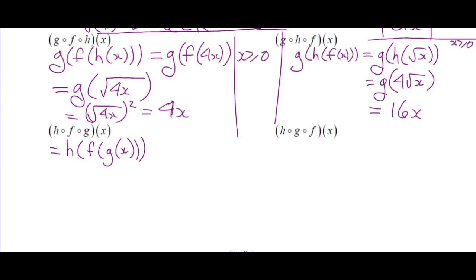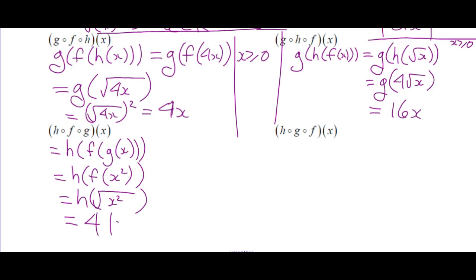Okay, and you think by now I could remember what things do. So we've got h of f of g. What does g do? g squares it, right? Okay, what does f do? That square roots it. What does h do? That multiplies it by 4. Now, we're taking the square root of a square, which we now know is the absolute value of x, right? Because we can have a plus or a minus.